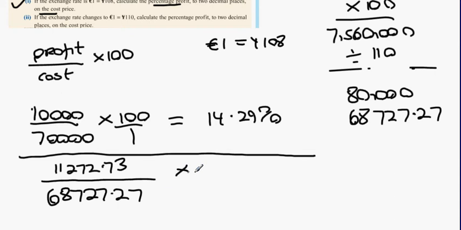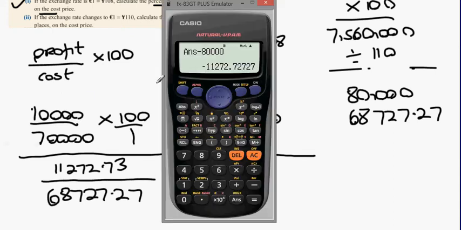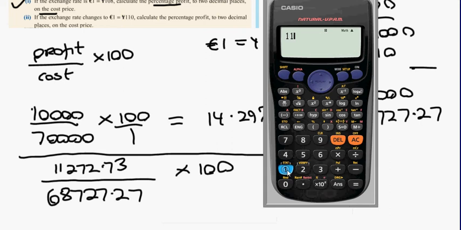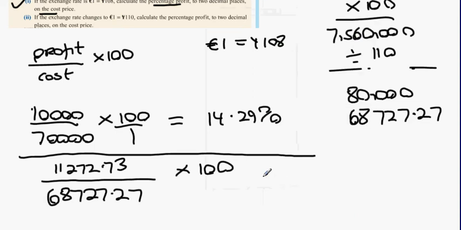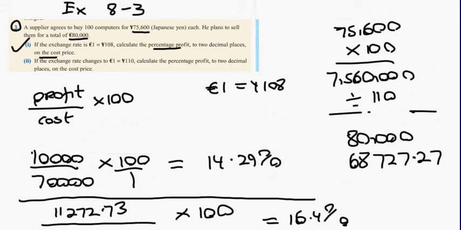And we're going to multiply all that by 100. So it's going to be 11,272.73 all divided by 68,727.27. Then multiply that by 100. And what we get is 16.4%. So that's 16.4%. Okay, then we have number 6.